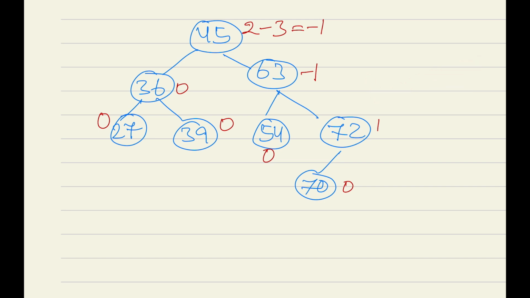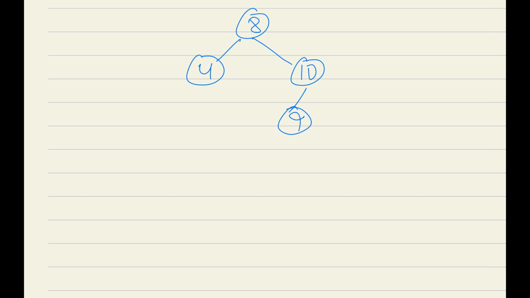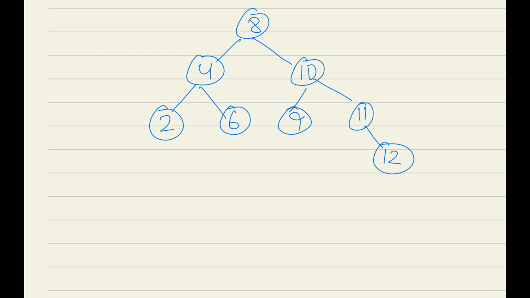Now consider another example. So let us delete the balance factor, or let us take another example. Consider 8, then 4, then 10, 9, 11, then 12, then it is 2, here it is 6.